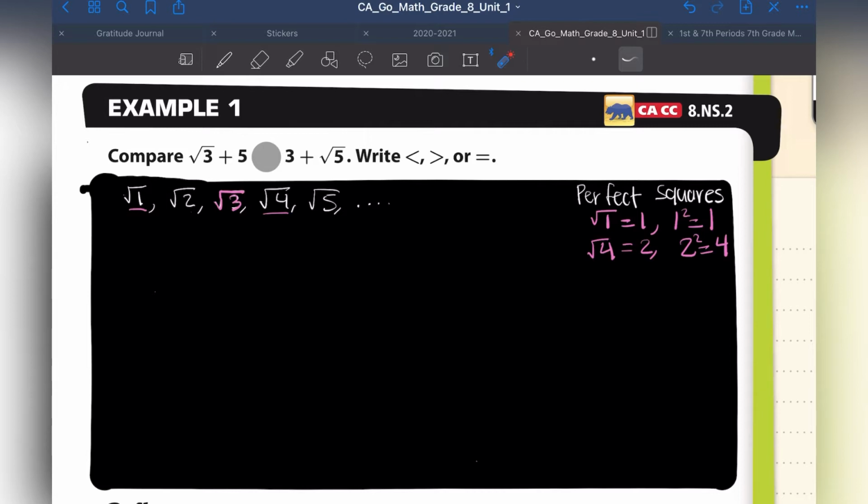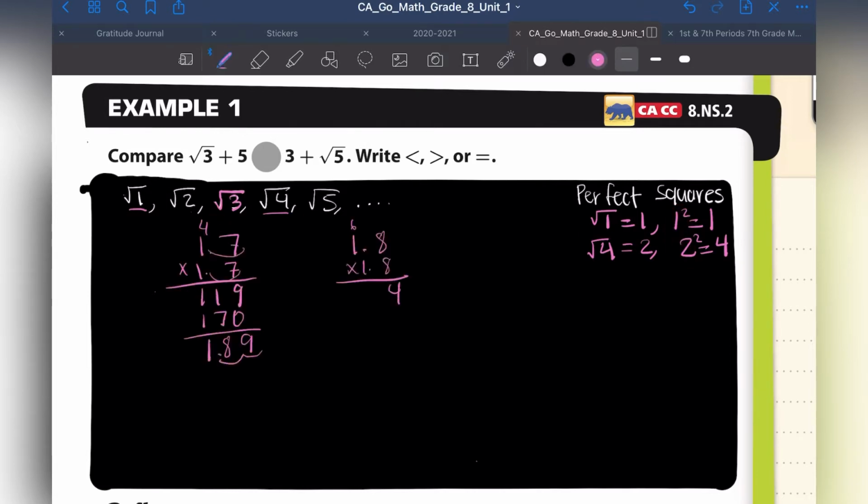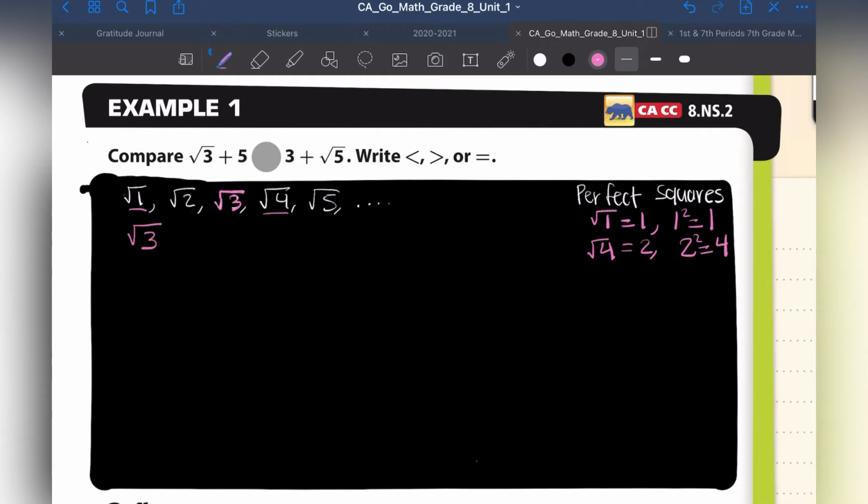And based on that, I'm going to guess numbers that I tried out. 1.8 would be too large, so the closest estimate is 1.7. We're going to say that the square root of 3 is very close to 1.7. It's not equal to it, but it's a close approximation.